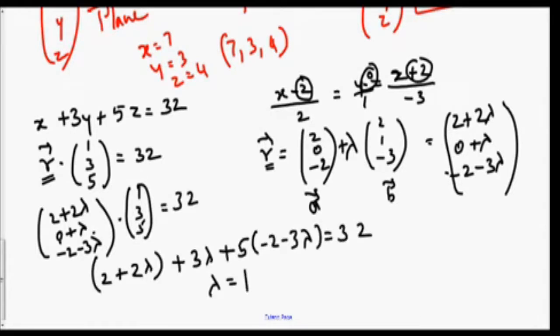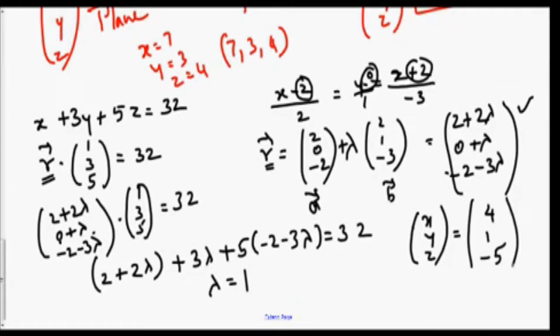So what you're doing here is go back to this and substitute lambda equal to 1. So your r, which is x, y, z, would be equal to 2 plus 2 is 4, and 0 plus lambda 1 is 1, and minus 2 minus 3 is minus 5. Okay, so the point of intersection is (4, 1, -5). So this is how you find the point of intersection of a plane with the line.